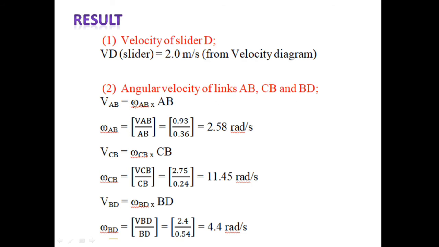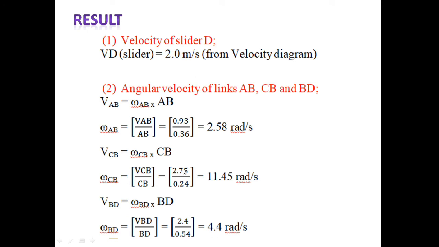We know the velocity values. From that, the formula for angular velocity is velocity of AB divided by length of the link AB. So 0.93 is the AB velocity, 0.36 is the length. You got 2.58 radian per second. Like that, angular velocity of CB is equal to 11.45 radian per second, and angular velocity of BD is equal to 4.4 radian per second. That's how you find it out.